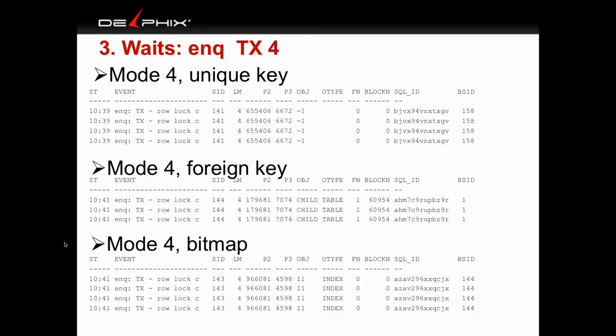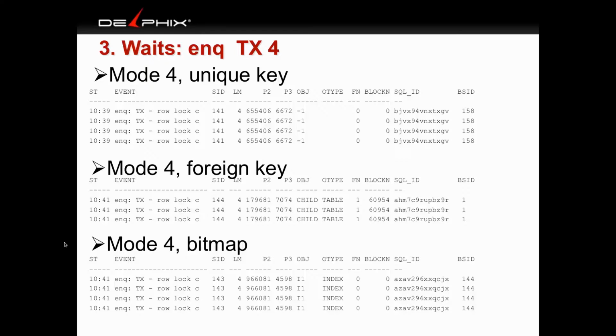How about foreign key? How about if somebody put an ID in the parent table and somebody tried to insert that same parent ID in the child table? I'm going to have to wait. What does that look like in the profile? I don't get the blocking SID, but I do get the name of the child table in the output. And that might be a case where you need an index.